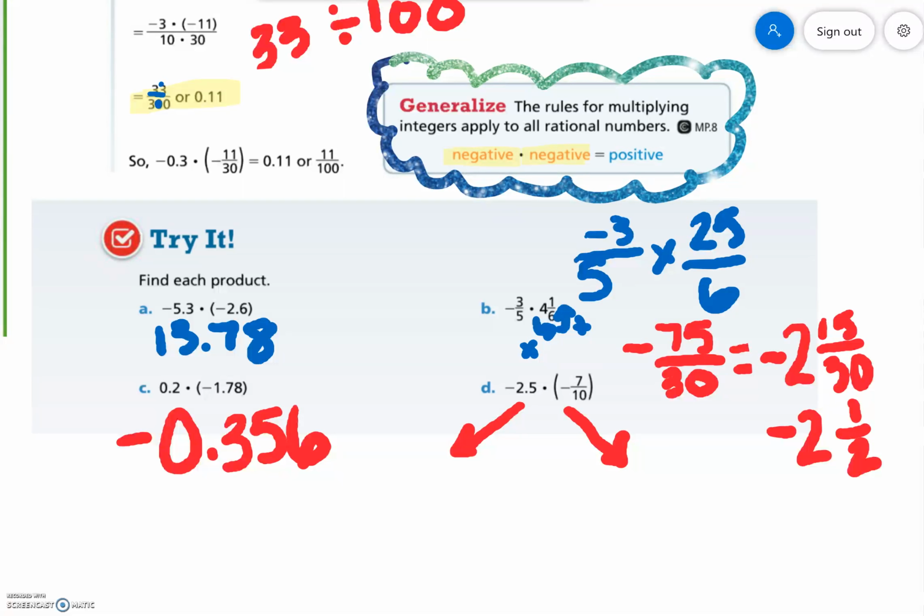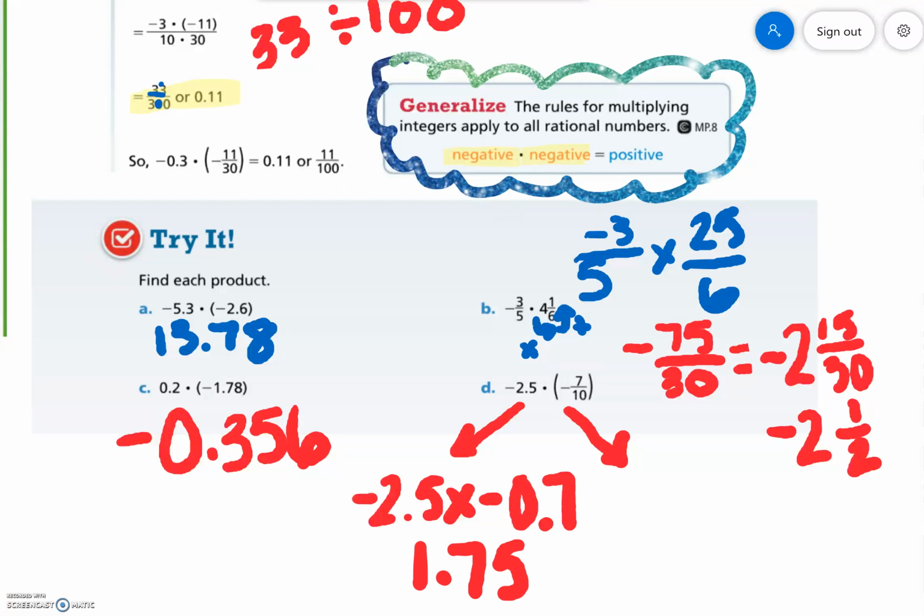I'll do decimal first. Negative 2.5 times negative 7/10 is just 0.7. A negative times a negative gives us a positive. So I know my answer is going to be positive 1.75.